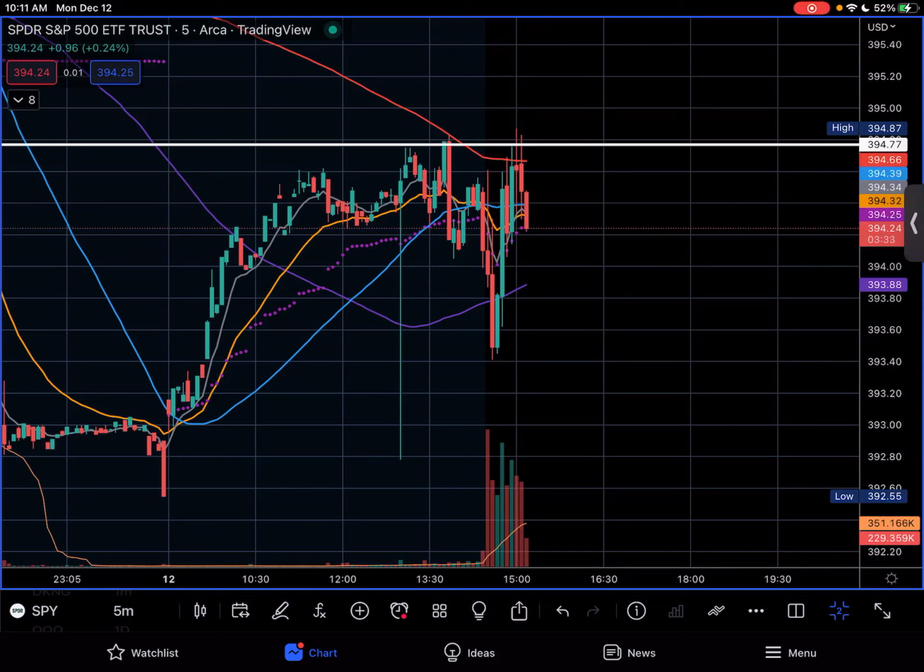Now that we're back here sitting right at VWAP, these bounces are kind of weak though. So I think we'll break below VWAP here any second, and then we can get to some money.